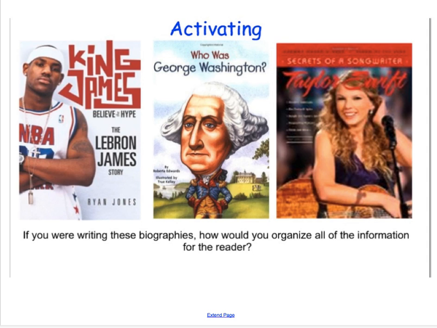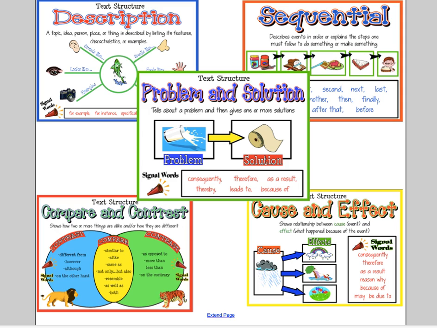Let's check out these books right here. One is called King James, the LeBron James story. The other one is Who Was George Washington? And the last one there is Secrets of a Songwriter about Taylor Swift. If you were writing these biographies, how would you organize all the information for the reader? Would you do a description? Would you do it sequentially or chronologically? Would you consider it to be a problem and solution, comparing and contrasting, or cause and effect?